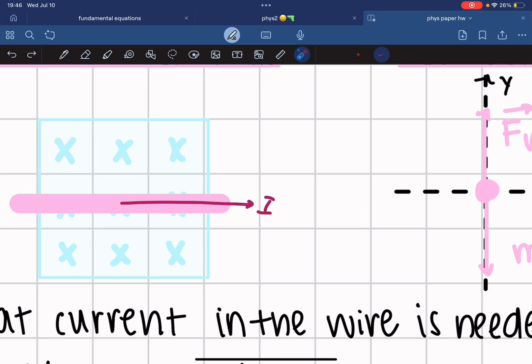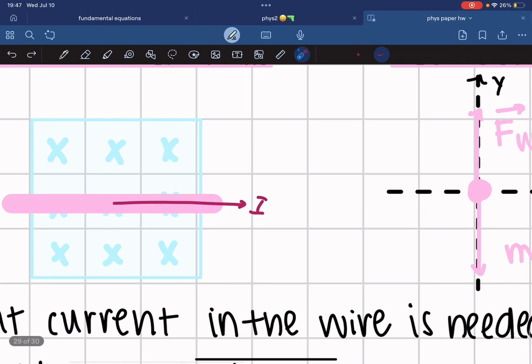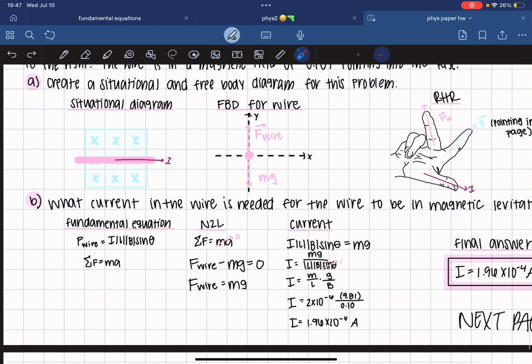They're opposite directions because at a point located right here, we have this going into the page, and using the right-hand rule, we know that the magnetic field generated by the wire is going to be going in kind of this direction. So at a point right here, we'll have one going in and one coming out, therefore they are going to be in opposite directions.